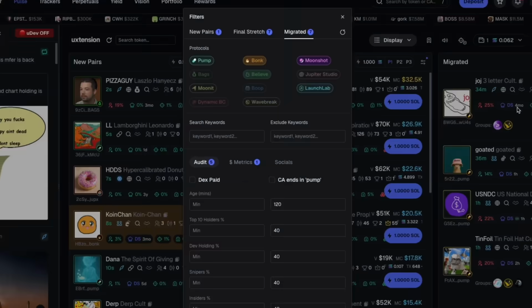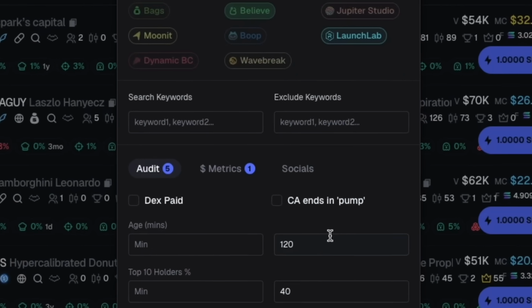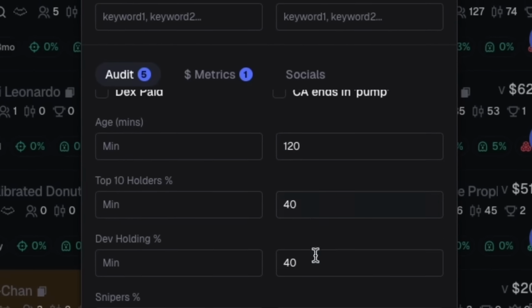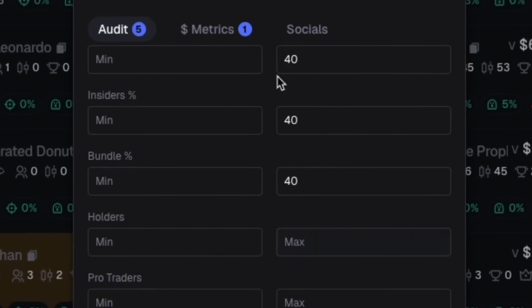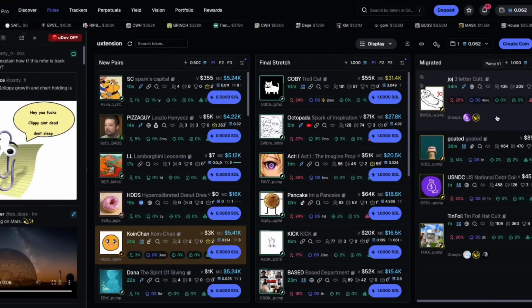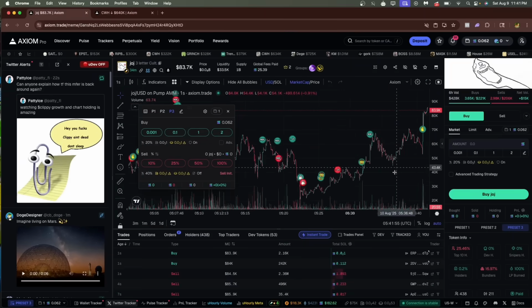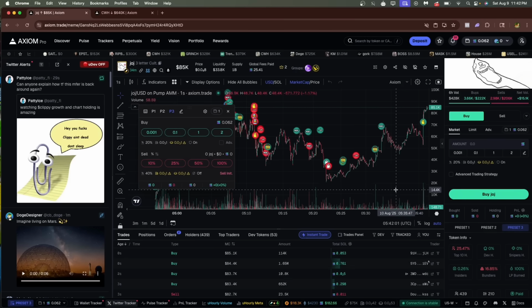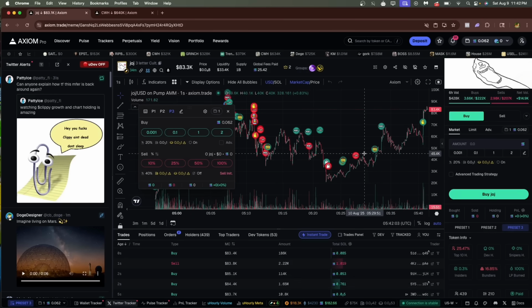And for Migrated, it's very, very similar, right? But the maximum age I have at 120 minutes, and the 40, 40, 40, etc., right? Now, on the metrics, I keep it at 12K market cap because, for example, let's say this coin, it's at 83K. It went and nuked all the way down. If it's able to go to like 20K or 12K or 13K, it's possible that it bounces up.